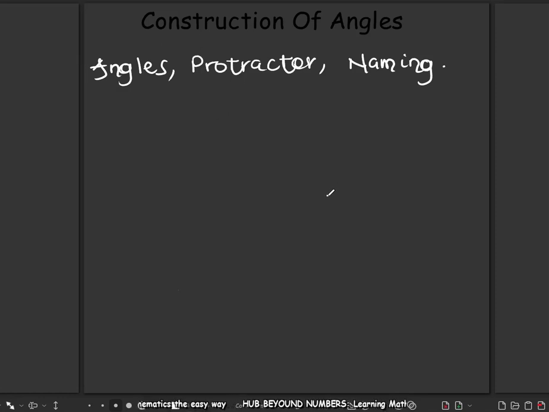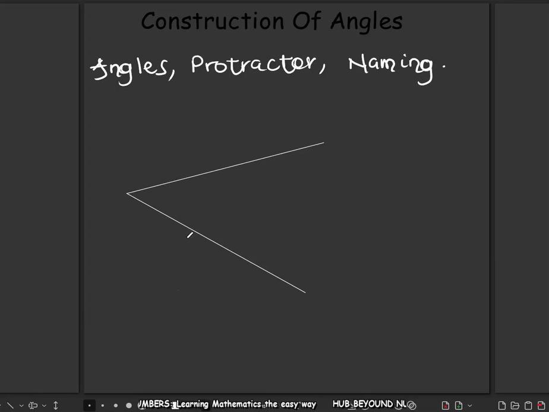Now, in this video, we're looking at how to construct angles. Before we go to the construction part, let's look at a few things. When we talk of an angle, an angle is formed whenever two lines meet. What do we mean by that? In our previous video, we looked at what lines are. So let's say I have this line over here, and then I draw another line like this. Because this line and this line have met, we say that an angle has been formed.